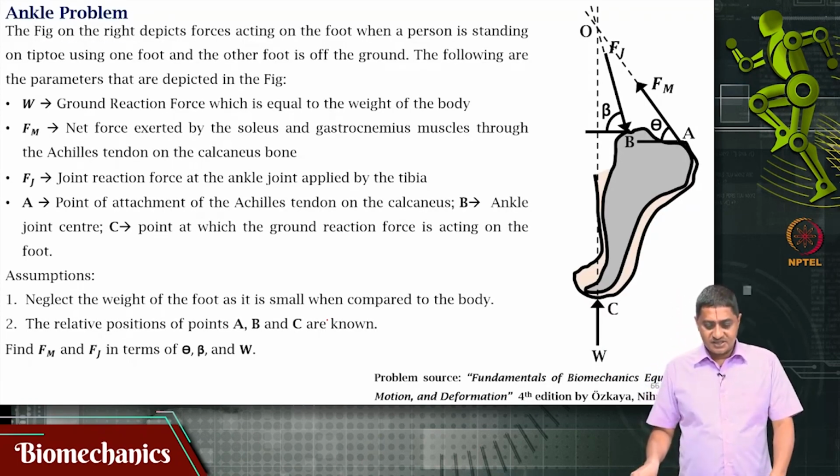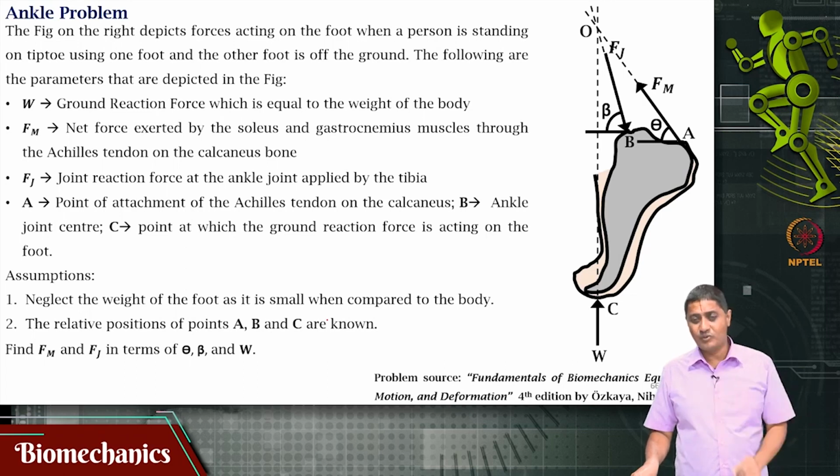The figure on the right depicts forces acting on the foot when a person is standing on tiptoe using one foot and the other foot is off the ground. So, that means that the person is using a single foot stance, he is using only one foot. The following are the parameters that are depicted in the figure. W is a ground reaction force. This is essentially the weight of the body. The entire weight of the body is acting at this point, tiptoe, one point.